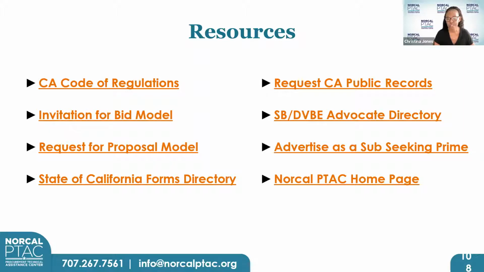We talked about advertising as a sub seeking a prime. That will be there as well. And then requesting a copy of public records. Again, I think this is something that should be ongoing as part of your process. When you start, request a copy of the winning bids that you think are most similar in nature, or maybe those of your competitors that are already doing this work for the government, or request a copy of a bid after you've lost a specific award that you bid on. So that completes my overview.